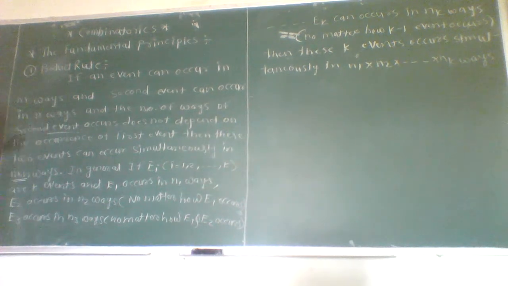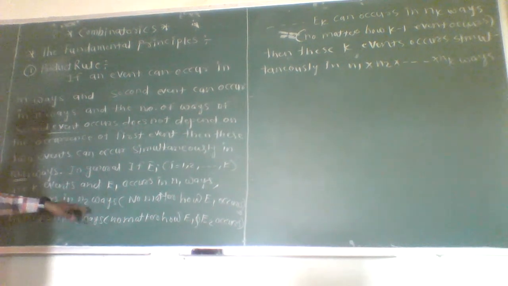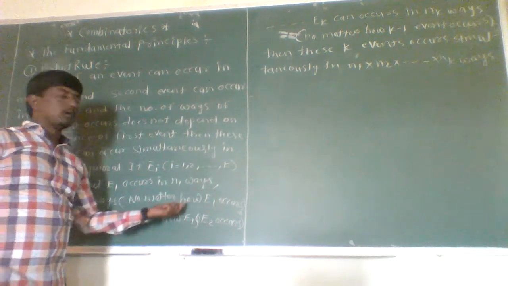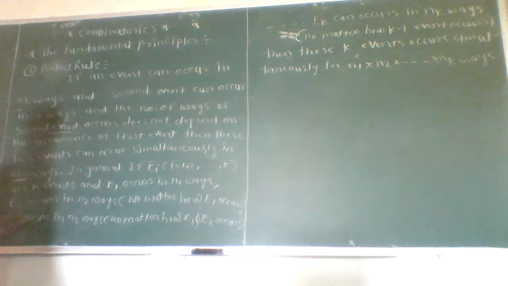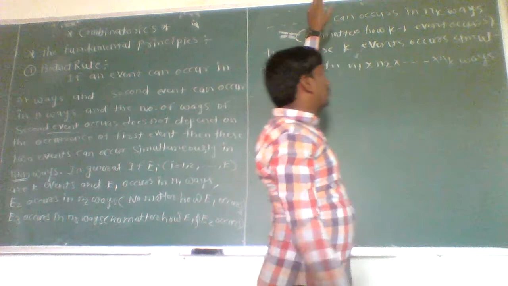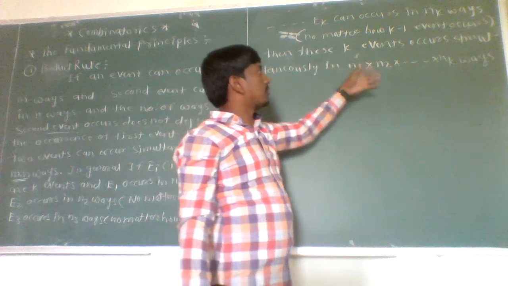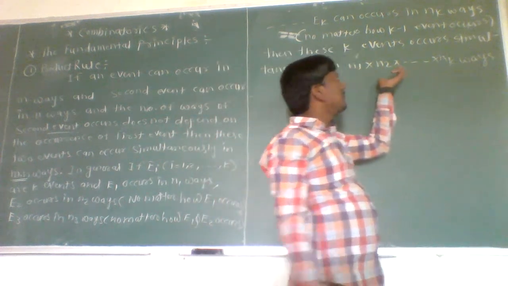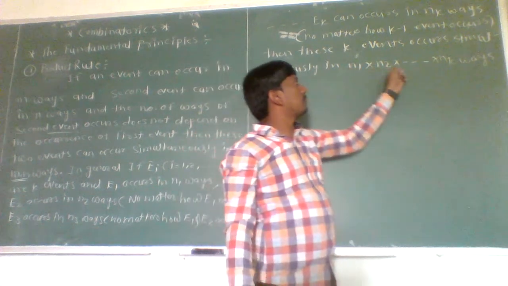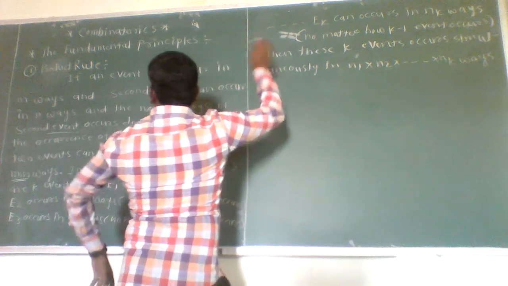To restate: if Ei, where i runs from 1 to k, are any k events, and event E1 occurs in n1 ways, event E2 occurs in n2 ways no matter how E1 occurs, similarly E3 occurs in n3 ways no matter how E1 and E2 occur, and so on, Ek occurs in nk ways no matter how the first k minus 1 events occur, then these k events occur simultaneously in the product of these numbers, that is n1 into n2 up to so on into nk ways. Now we have to see some examples depending on this product rule.